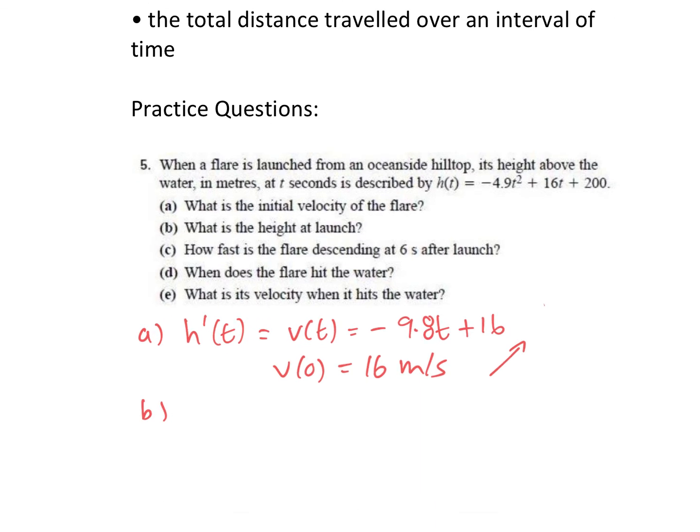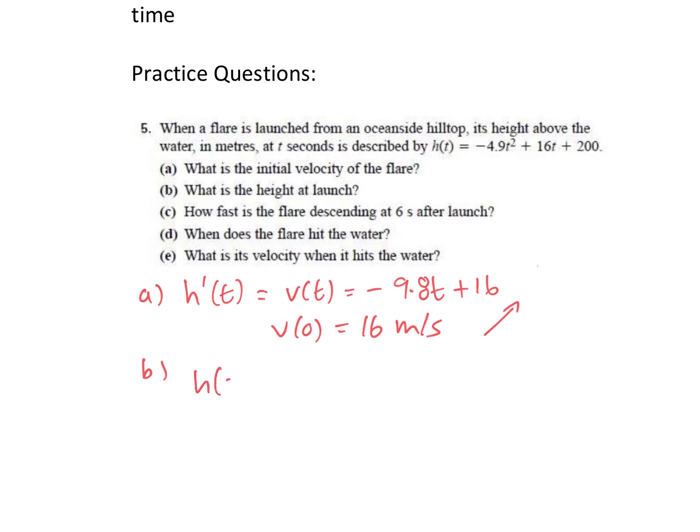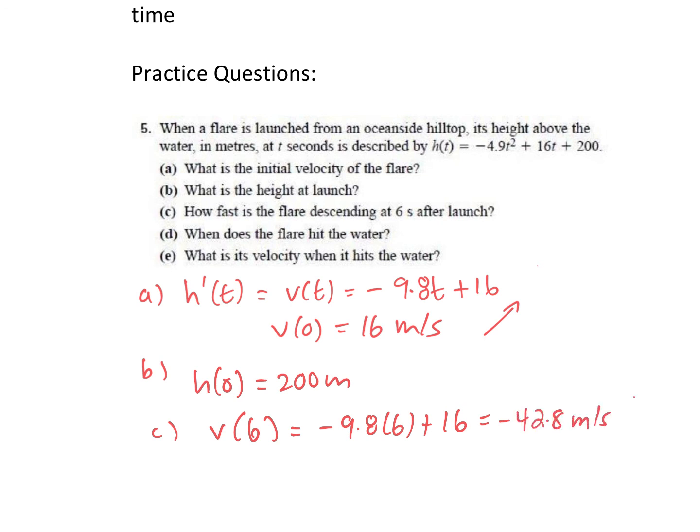Question B says, what is the height at launch? So that's just the height at the beginning. So h of 0 is going to be 200 meters. How fast is the flare descending at 6 seconds? So again, we'll use our velocity equation at 6 seconds, and we'll just put in 6 for time. And that works out to be minus 42.8 meters per second, which means it's traveling downwards at that point.